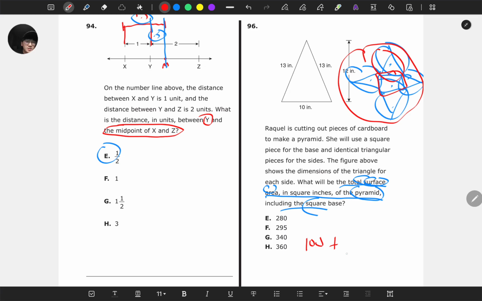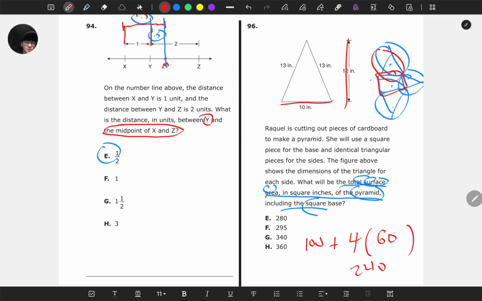So 100 plus 4 times the area of one of the triangles, and that's 1/2 base times height. The base is 10, the height is 12. Half of 12 is 6. 6 times 10 is 60, so 4 times 60 is 240 plus 100. It's got to be G.